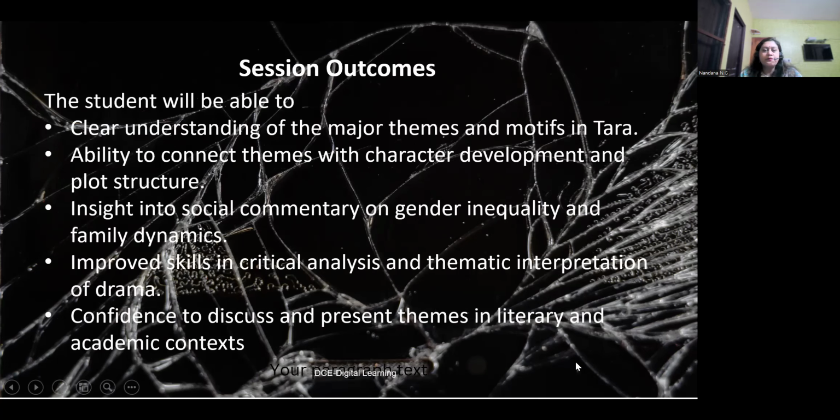The session outcomes. At the end of the session, the student will be able to have a clear understanding of the major themes and motifs in Tara. He will have the ability to connect themes with character development and plot structure. The student will gain insight into social commentary on gender inequality and family dynamics, improved skills in critical analysis and thematic interpretation of drama. The student will also gain confidence to discuss and present themes in literary and academic contexts.